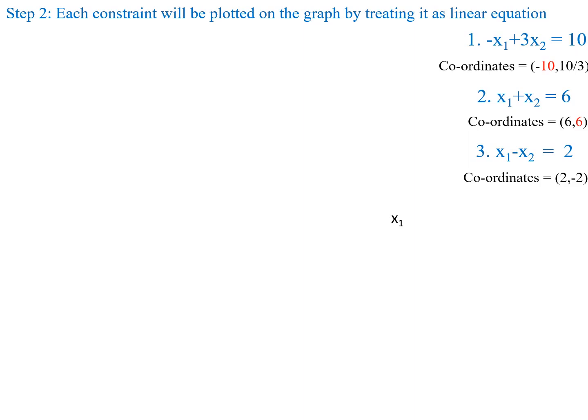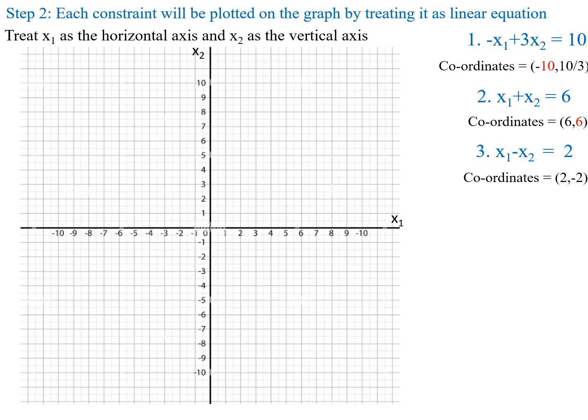Next we have to plot the constraints on the graph. For this, draw a horizontal and vertical axis on the graph sheet. Here x1 is the horizontal axis and x2 is the vertical axis. Next, observe the coordinate values for x1 and x2. Here the highest two numbers are 10 for x1 and 6 for x2. So make 10 divisions on the x1 and x2 axes at both the positive and negative sides. Here 1 centimeter equals 1 unit.